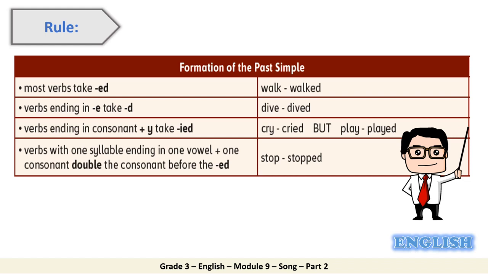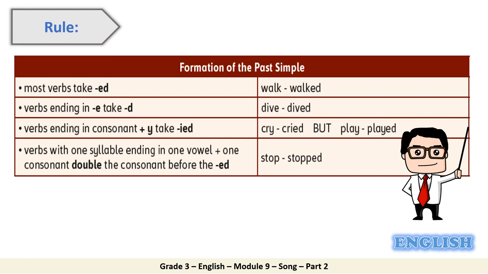Now, let's look at verbs ending in y. If a verb ends in a consonant plus y, we remove y and add ied at the end of the verb, as we can see with the verb cry that changes into cried. However, if the verb ends in vowel plus y, we leave the y and only add ed at the end of the verb, as we can see with the verb play that changes into played.